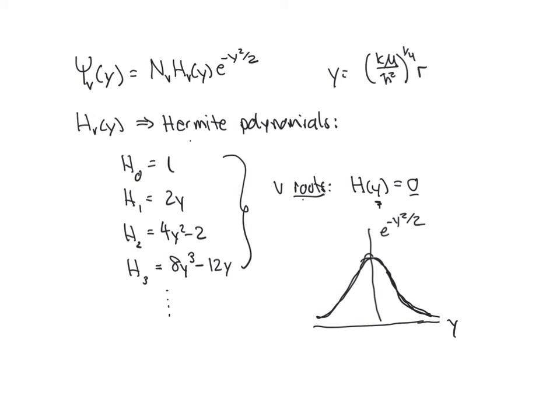Now, if we also write down what the energies, the eigenvalues for this solution are, we find that the eigenvalues E sub v are equal to v plus 1/2 times omega sub e. Omega sub e is called the vibrational constant, and omega sub e is equal to h bar times the square root of k divided by mu. So that vibrational constant is related to the force constant and the reduced mass.